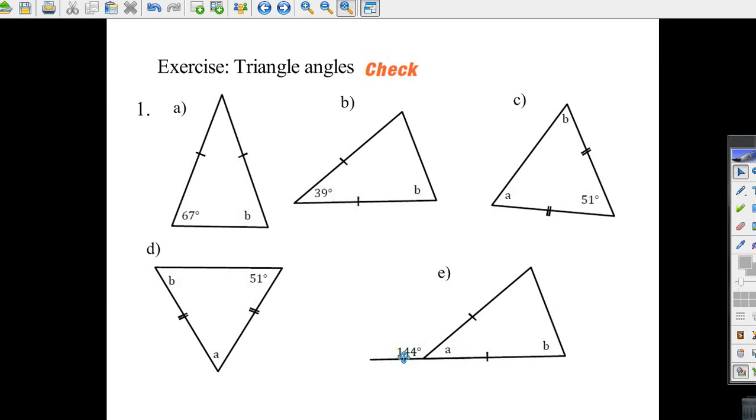Here you can figure out A. You have to use other reasons. You know that that's angles in a triangle. And then you know these two have to be equal because the two sides are equal. And those are the first questions.